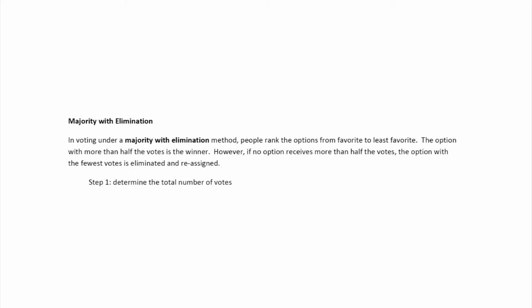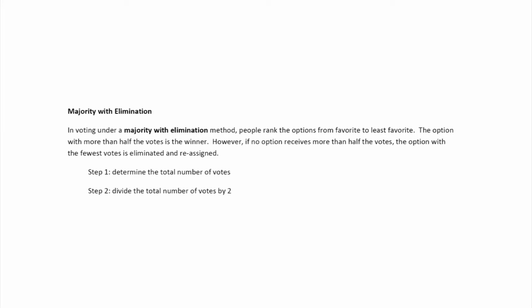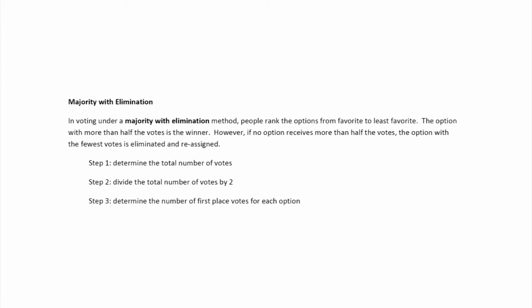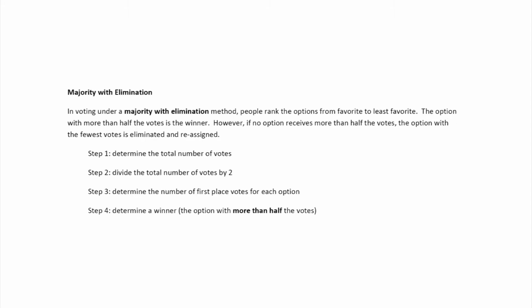In this process, step 1 is to determine the total number of votes. Step 2 is to divide the total number of votes by 2 in order to figure out what is the threshold that you have to have more than. So that gives you the half point. You need at least one more than that in order to have a majority. Step 3 is to determine the number of first place votes for each option. And step 4 is to determine a winner. The option with more than half the votes will be the winner.